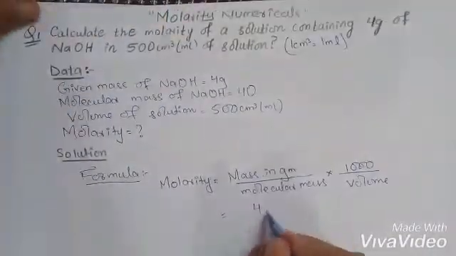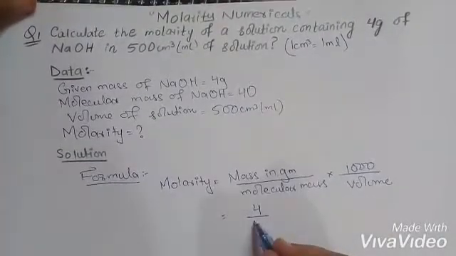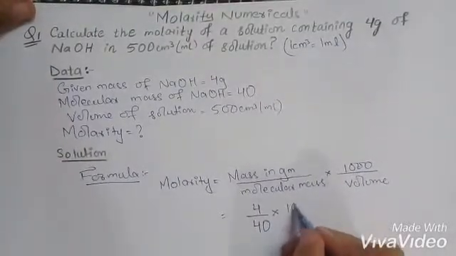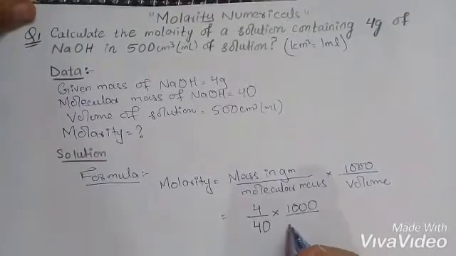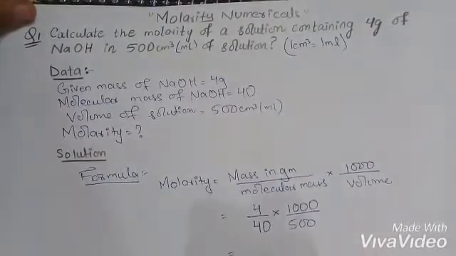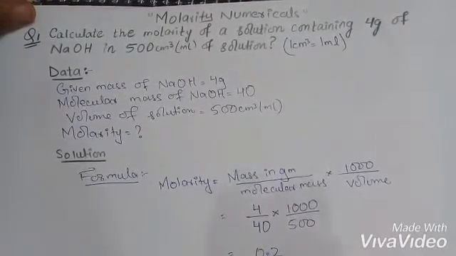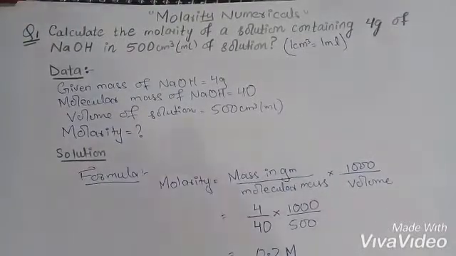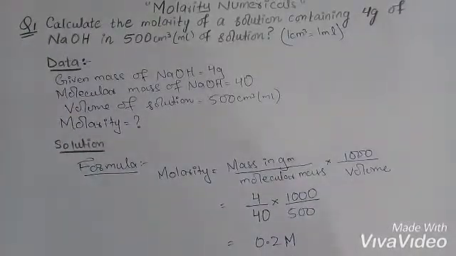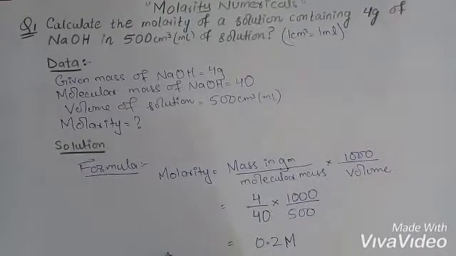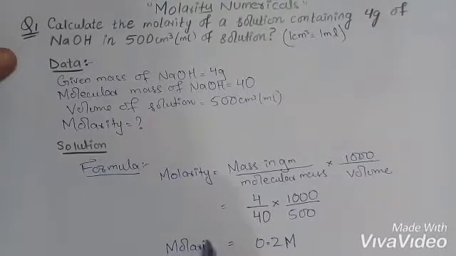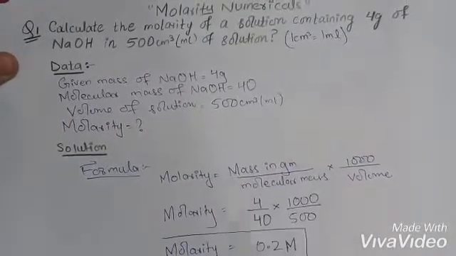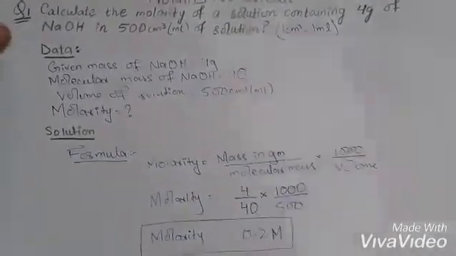Mass in gram we have given 4. Molecular mass is 40, multiplied by 1000 divided by volume is 500. After dividing and multiplying all this, we will have 0.2 M. M is the unit of molarity. You must have to write the unit, otherwise marks could be deducted, right? So this is the answer. Now come to next question.